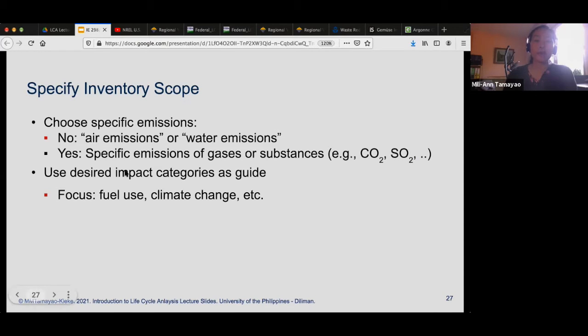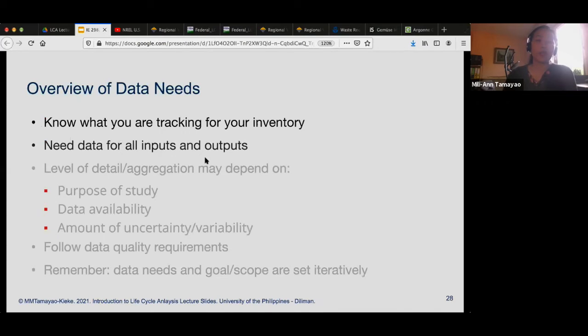And to identify these specific substances, you can use your desired impact categories as guides. So for example, if you want to focus on fuel use or if you want to focus on climate change, etc. Going back to the overview of data needs, the second bullet is for you to be able to identify data for all the inputs and outputs.